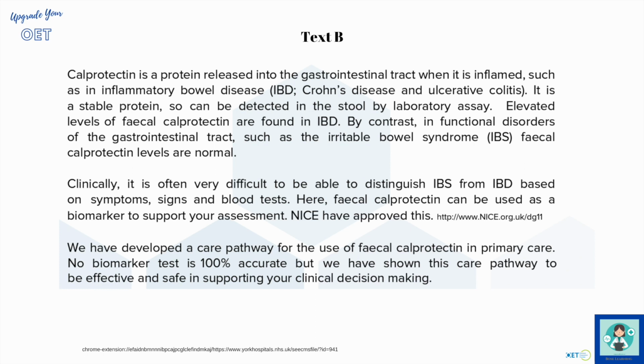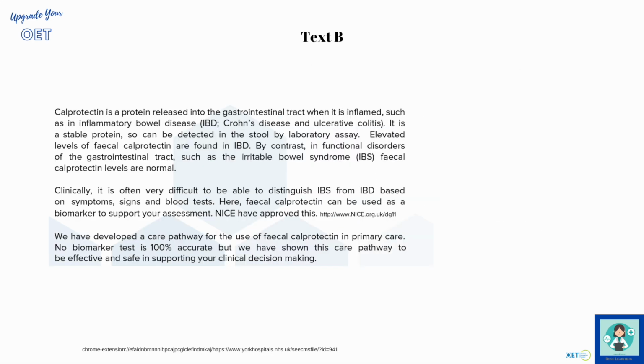What about text B? Well, this seems to describe calprotectin. So it's a protein released into the tract, which when it's inflamed. So it's giving us a little bit of background information, not about the pathway, but about what calprotectin is. It tells us when it can be identified. It tells us when it's not present, so in things that it's not present in. Why? Because clinically it's often difficult to distinguish between IBS and IBD. So they've developed this pathway to help clinicians differentiate between the two.